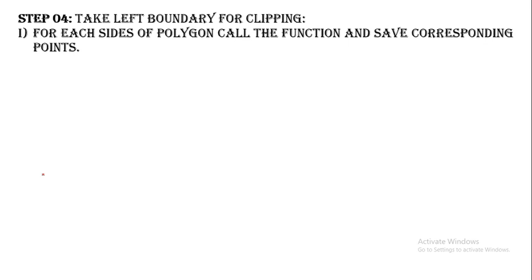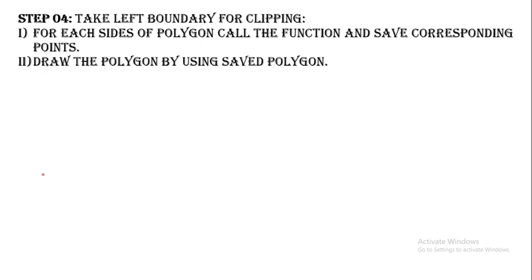So we call the function, and after calling the function it will say which point you have to save, depending upon the condition of the start point and end point. Then the function will say which point you have to save. Then you save the corresponding points. After saving the corresponding points, you draw the polygon using the saved points from the function. By using saved points, we draw the polygon.